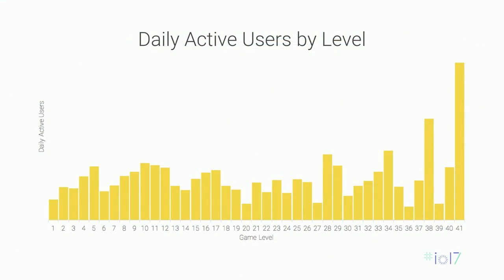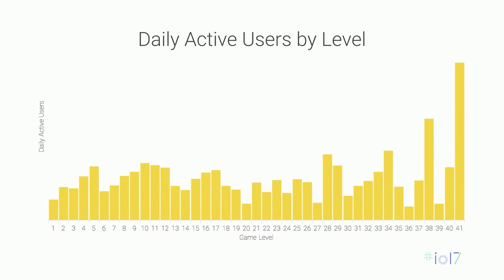So the first thing that we really wanted to learn about was how users are distributed throughout this game. And one of our core hypotheses was that users were getting to the last level, level 41, and then running out of things to do and uninstalling the game. But it turns out that our intuition was completely off.